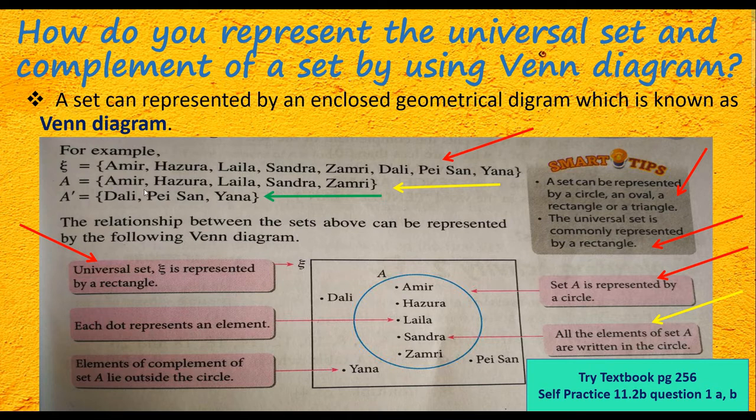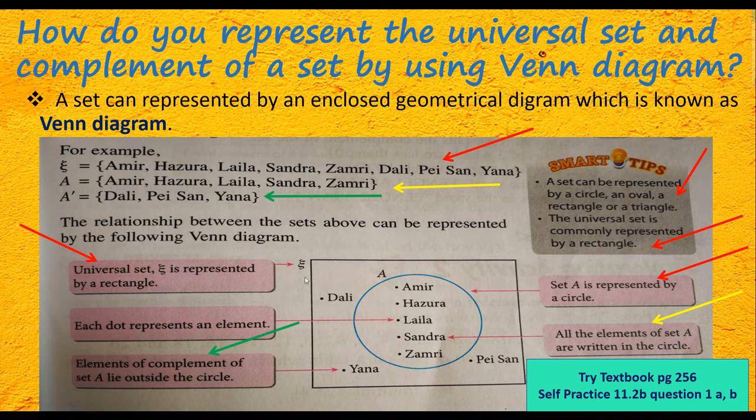Next, for my complement is the rest of the people who do not sit inside the group A or the set A. They are Dali, Paysan, and Yana. So the elements of the complement of the set A are placed outside the circle. They are outside of the circle, but they are still inside my rectangle, my universal set.